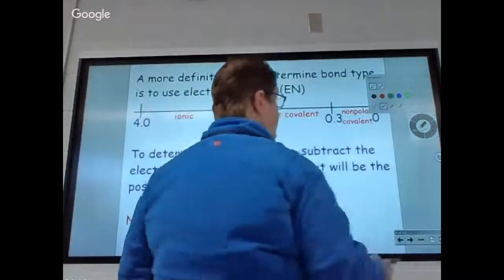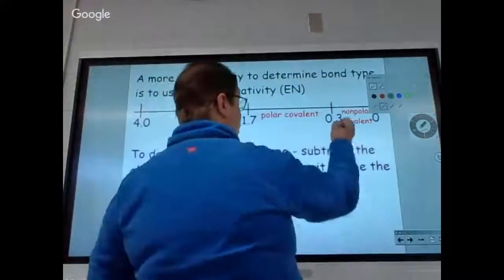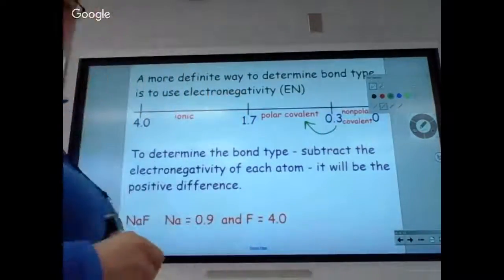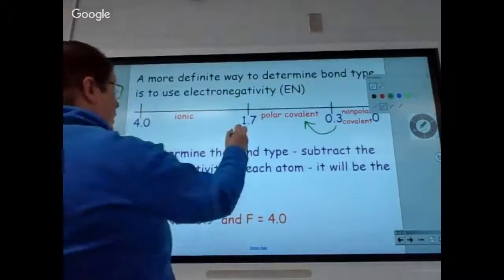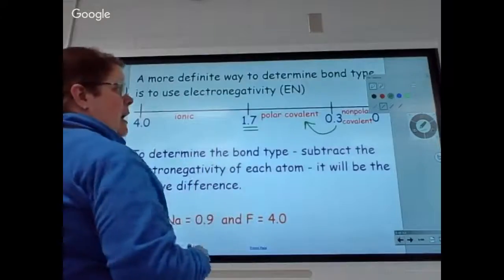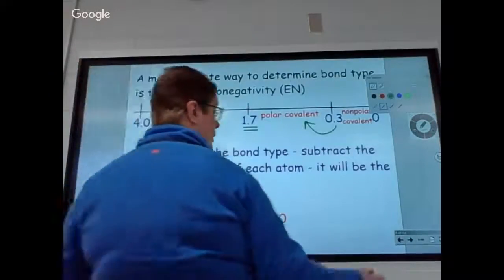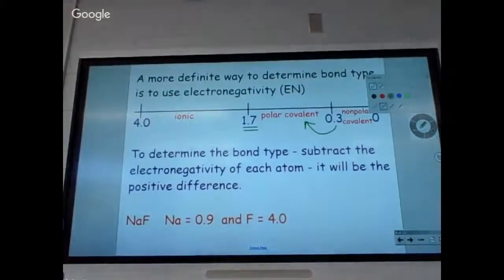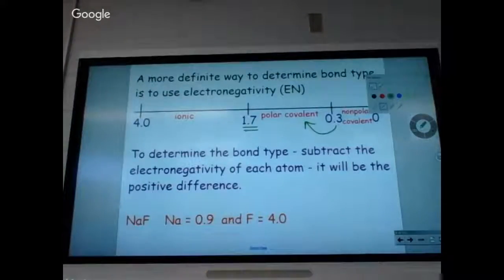Now, answering Alex's question from a minute ago, when it lands on 0.3, I put it in polar covalent. Okay? This one, I tend to let you put either direction. But once you hit 0.3, I put it in polar covalent. Because you really want that difference to be very small to make it non-polar covalent. Okay? 0, 0.1, 0.2, that's non-polar covalent. Once you start to get a bigger difference, I lump it into polar covalent.